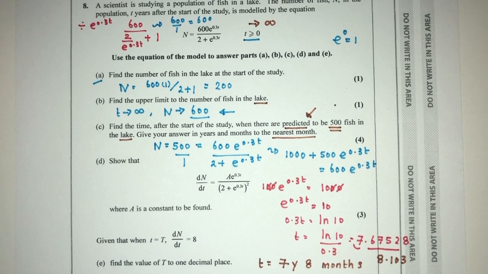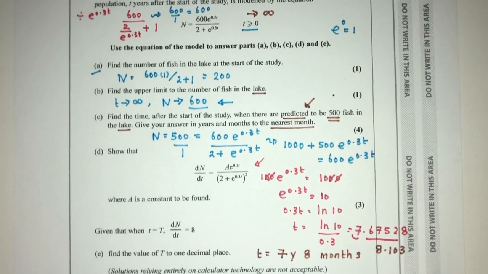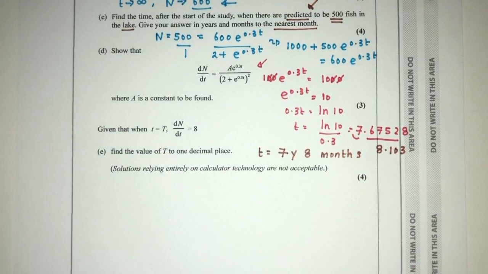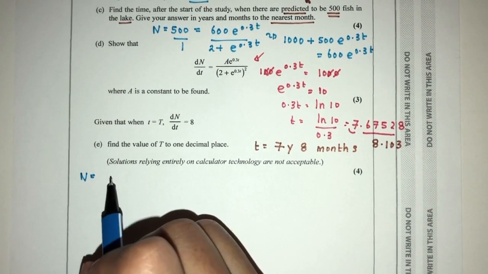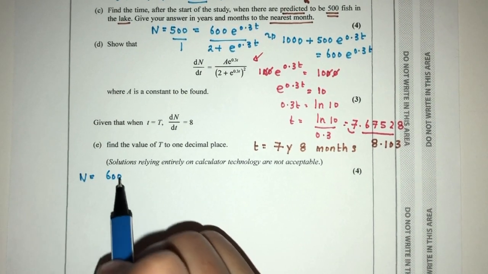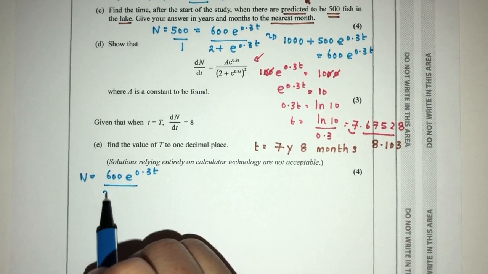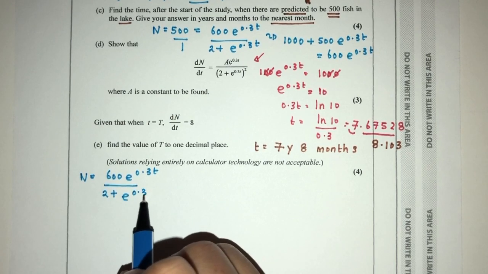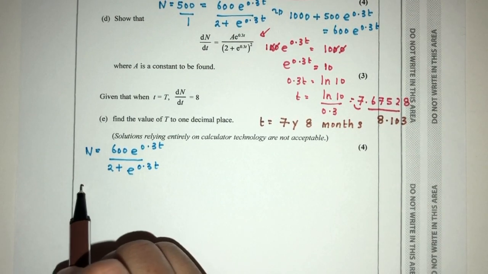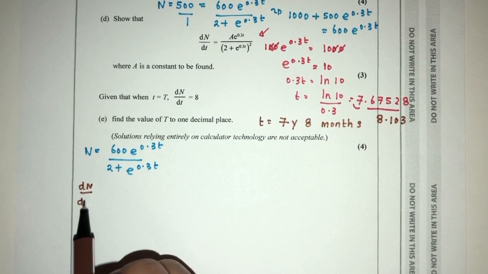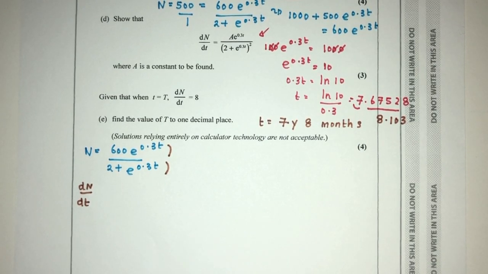Now let's move on to part D of the question. So here we have to show dn by dt is given by this. So let me actually do this here, why not? n was given by 600 exponential 0.3t over the value of 2 plus exponential 0.3t. Now let's try to find dn by dt. As you can see, this one is a fraction. We have to use the quotient rule to find dn by dt.